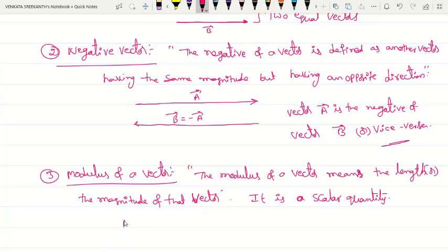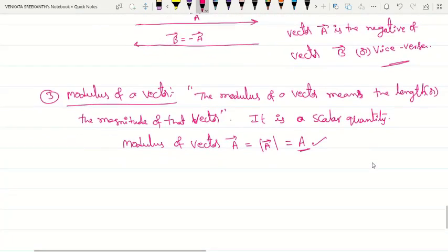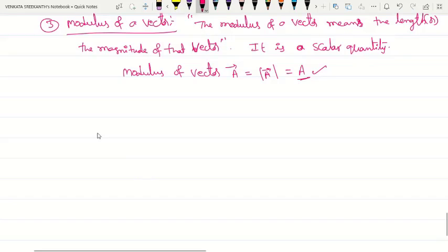So the modulus of vector A can be written as modulus of A, with the modulus symbols, equal to A. This is a scalar. Okay, I hope all of you understood about this modulus of a vector. The modulus of a vector is the length or magnitude of the vector. Next, the last and final vector in this session. Some more different types of vectors are there. I will explain all those vectors in my next class.